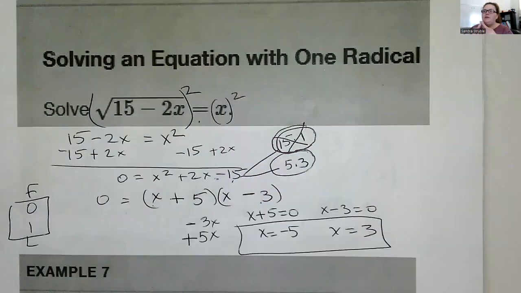One of the ways is if you have a fraction with a variable in the denominator. Another way is if you have a square root. And the third way is if you have an absolute value sign.